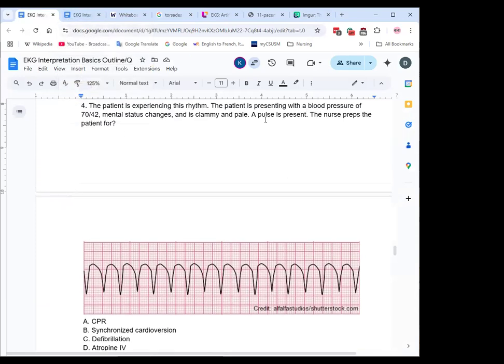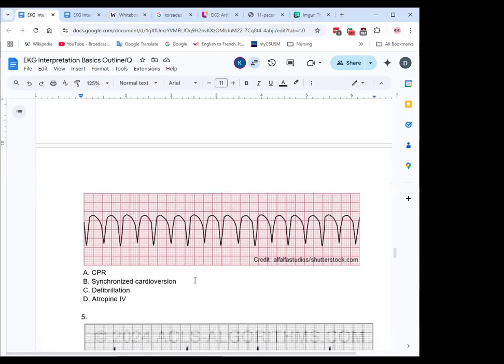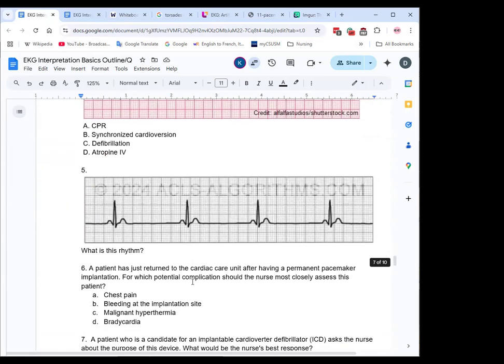But yeah, so here the patient has a pulse. So fast and symptomatic means synchronized cardioversion. As long as we remember that, we'll be chilling. Cool. So now, on to number 5.